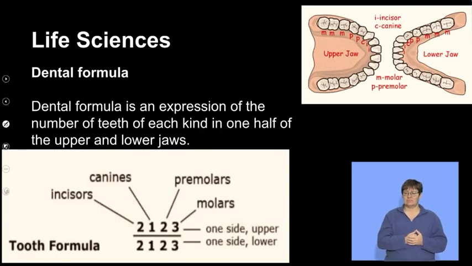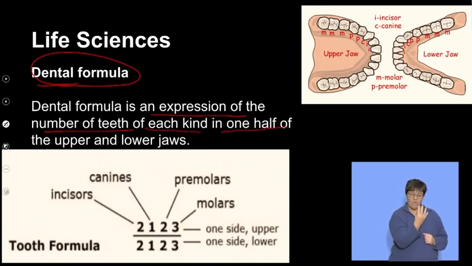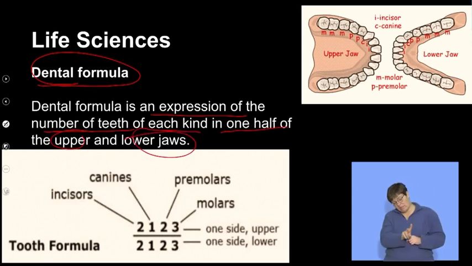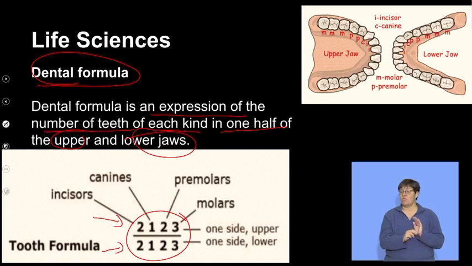So guys, as we wrap this up, we need to talk about the dental formula. As I mentioned earlier on, the dental formula is an expression of the number of teeth of each kind on one half of the upper jaw and the lower jaw. So here's an expression of a dental formula. It essentially shows an upper jaw and a lower jaw, and it represents the distribution of teeth from the left half or the right half to the back.